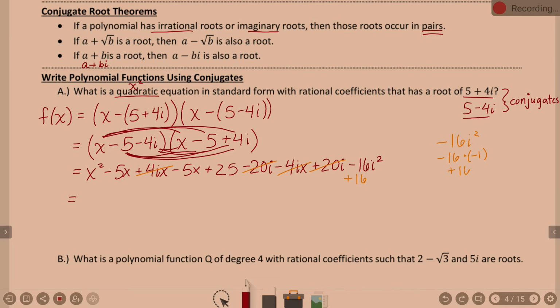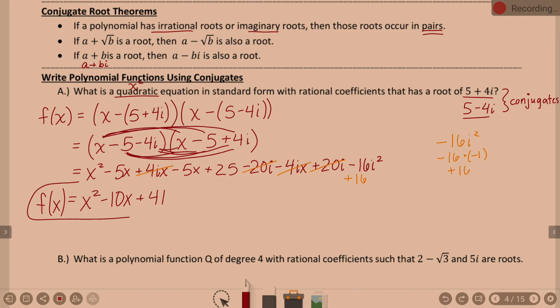We have an x squared term. Only one x squared term. We have some x's, yes? Minus 5x and minus 5x is minus 10x. And we have a plus 25 and what became a plus 16. Plus 25 and plus 16 is plus 41.